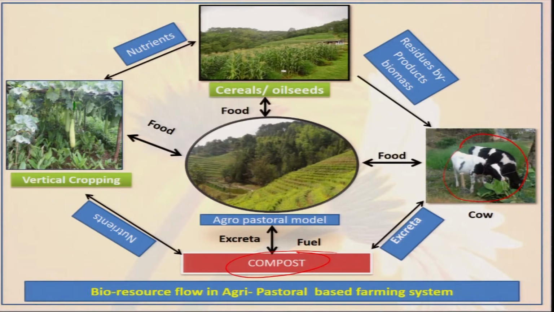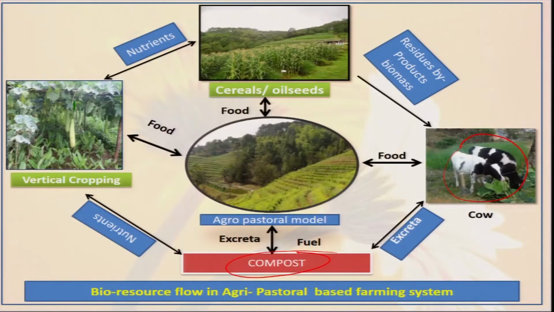So we are not purchasing this fodder from the market outside. Within our own farm, we are generating the fodder and feeding our livestock. Whatever extra livestock excreta there is, we use as manure. Similarly, we give different types of nutrition. So this is one type of bioresource flow.